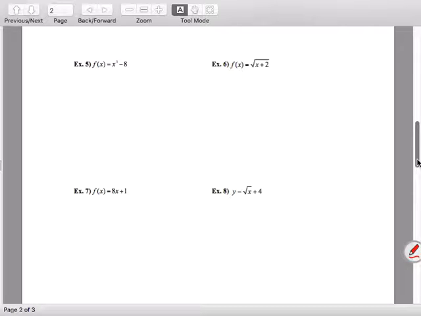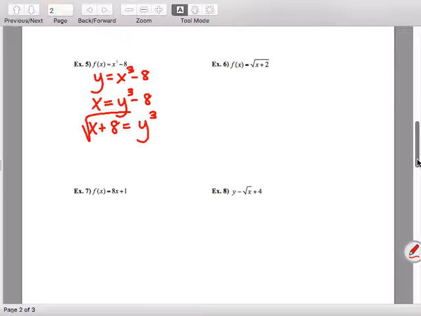I'm going to work out example 5 just to see if we're going in the right direction. I switch the x and the y. I add the 8. To undo a third power, you're going to do a cube root. So f inverse of x, if you start to get comfortable, you can start skipping some steps. I'm getting f inverse of x is the cube root of x plus 8.